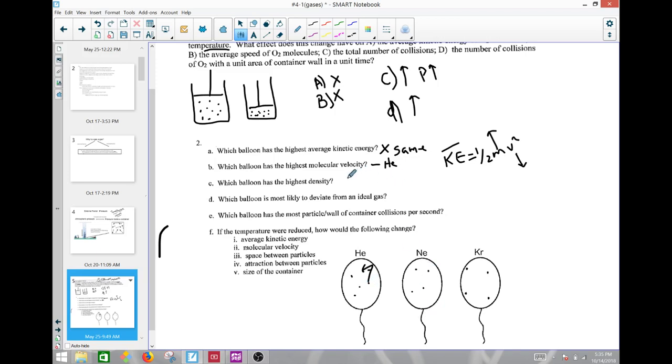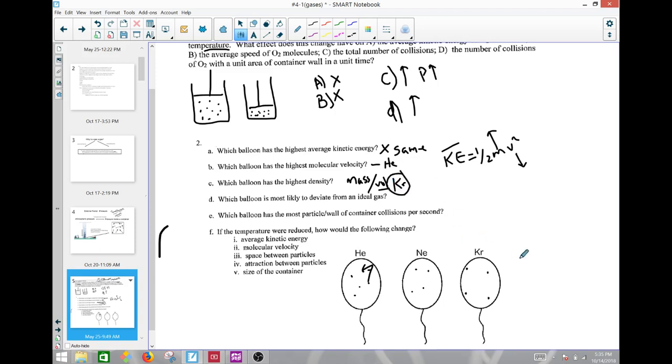So which one has the highest density? Well, they're the same. So density is just mass divided by volume. And they all have the same volume. They all have the same number of particles. But the krypton particles are inherently heavier, considerably. So the answer here is krypton.